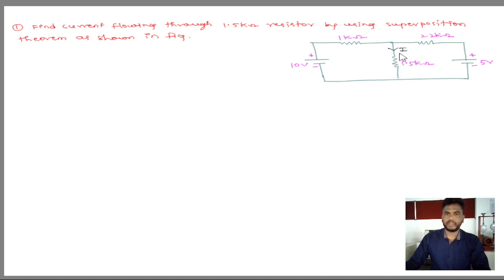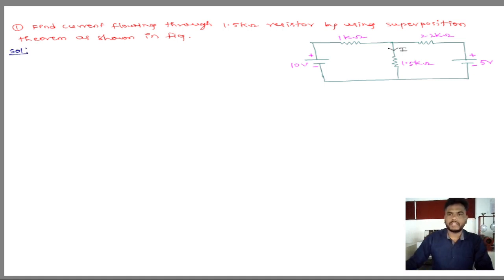As for the procedure, we know that superposition theorem is applicable for a circuit consisting of more than one independent source. Means in this circuit, there are two independent sources, 10 volts and 5 volts. Solve according to the procedure. Solution.